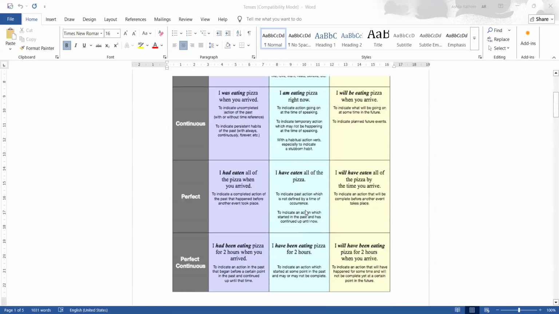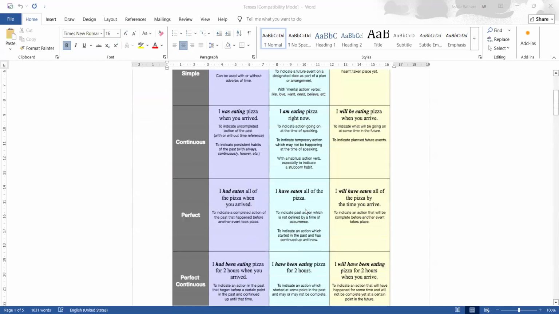Anyone? Verb form 1, verb form 2, verb form 3. Past, present, and future. That is the tense. Verb form 1, 2, and 3 essentially indicate how your verb forms are changing.